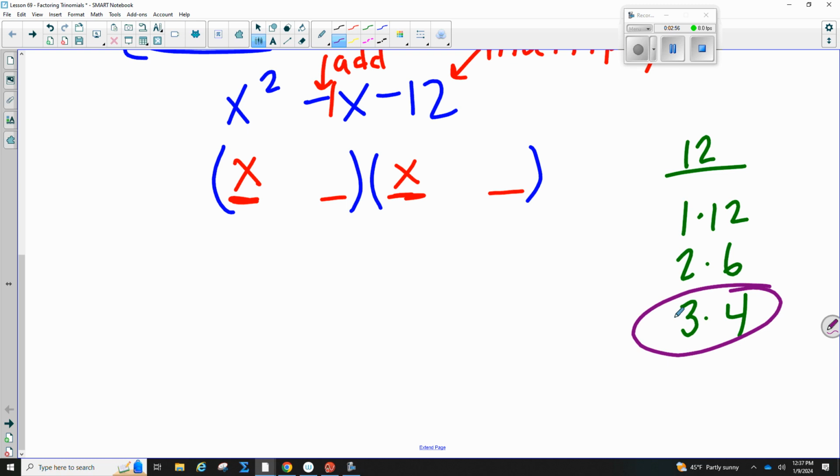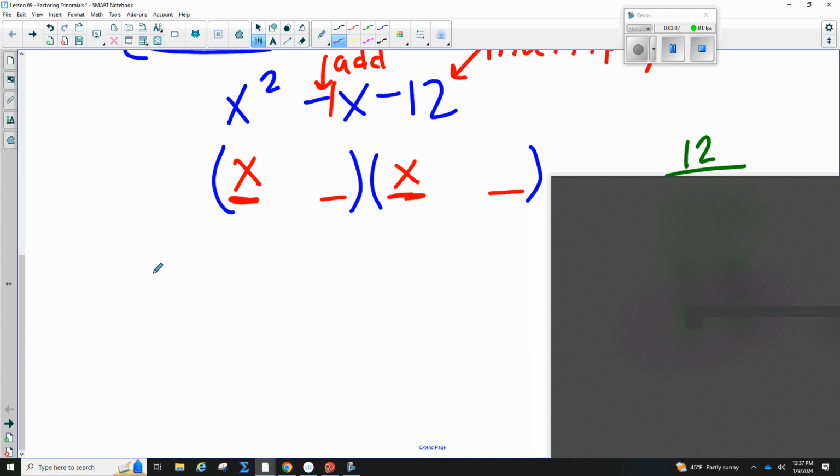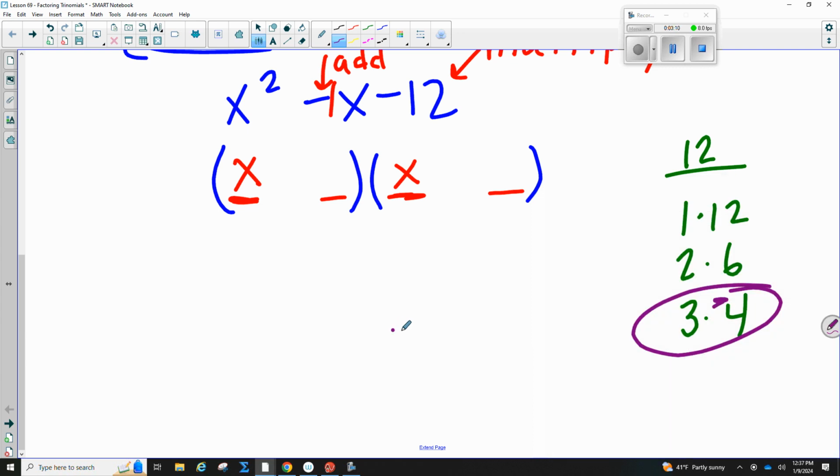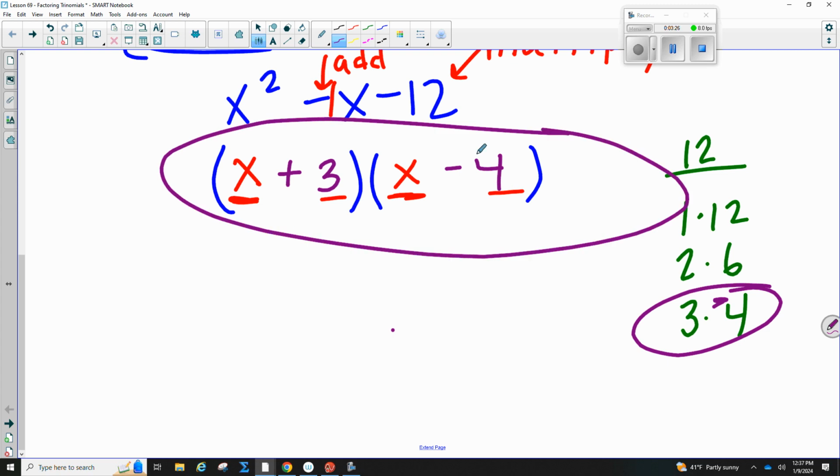Okay, and the only way to add those to get -1, right? 3 and 4. Which one of those has to be negative to add to -1? 4. Yes. Okay, because now what's +3 times -4? That multiplies to -12, a positive times a negative, right? And what's 3 plus -4? If you add them together, you get -1. So I need a +3 and a -4. Now, if you put the -4 first and the +3 second, it's still correct because you can multiply in any order, right? So either way is fine. That's your answer. That's all you have to do, okay?